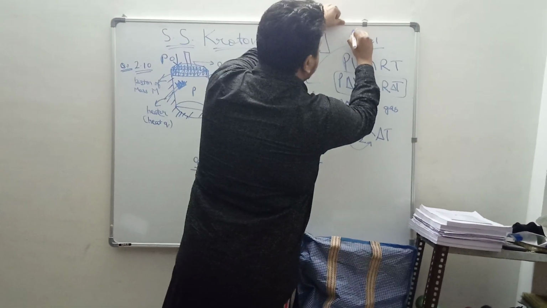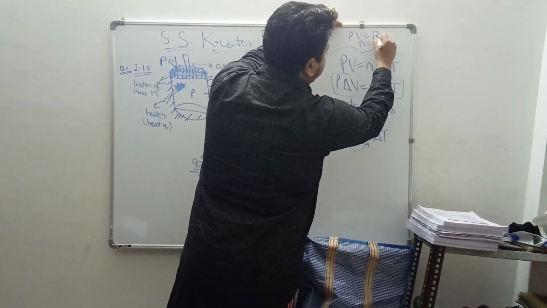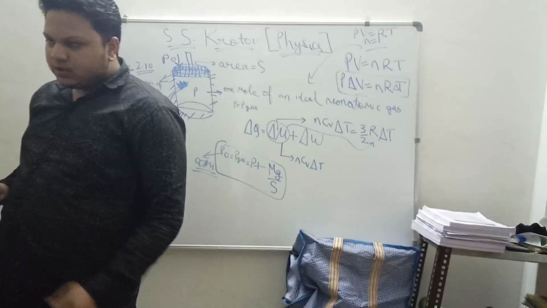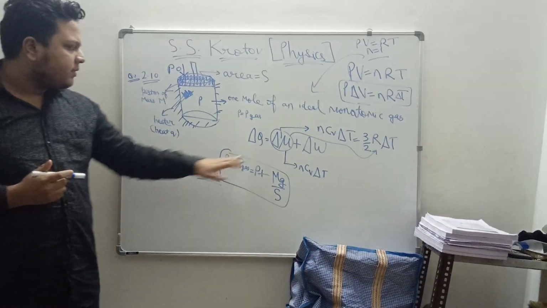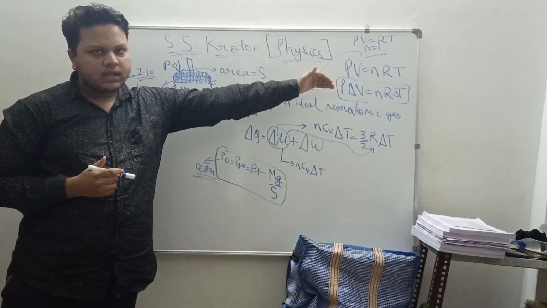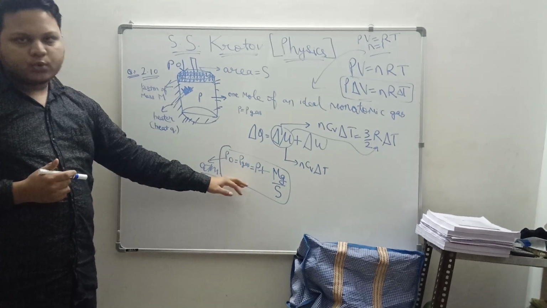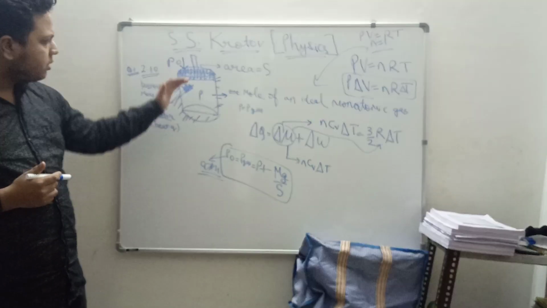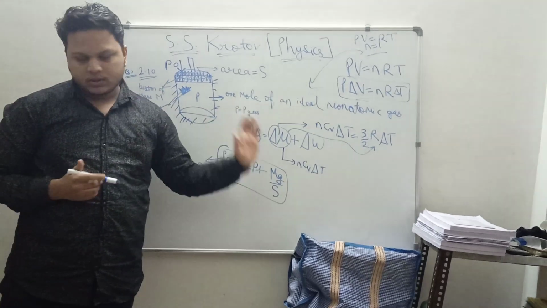Basically, PV equal to RT, since n is equal to 1. This is the basic funda which I have used. The first law of thermodynamics equation I have used, PV is equal to nRT I have used, and I have balanced the forces, because force balance is equal to pressure balancing. If you have any doubt, this is the basic funda which we will use.